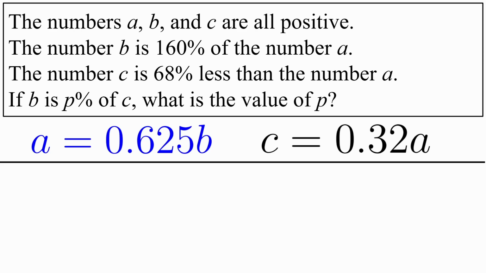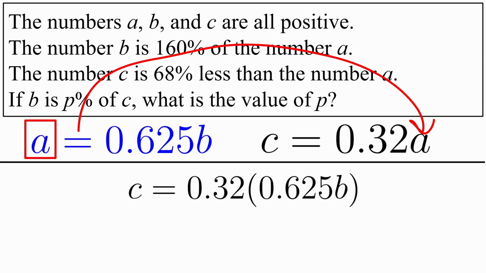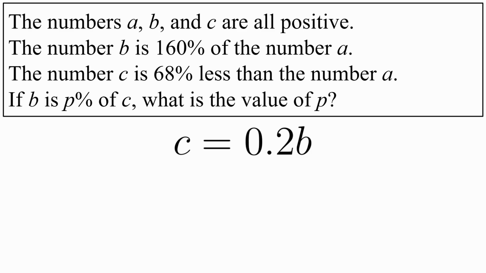Okay, now that we've got A by itself, we're primed to take this expression and substitute it in for A into the other equation. So we get C equals 0.32 parentheses 0.625B. 0.32 times 0.625 is 0.2. So the equation we got is C equals 0.2B. Now the question says percent of, so I can take the multiplier and multiply by 100, and I get a final answer of P equals 20, right?